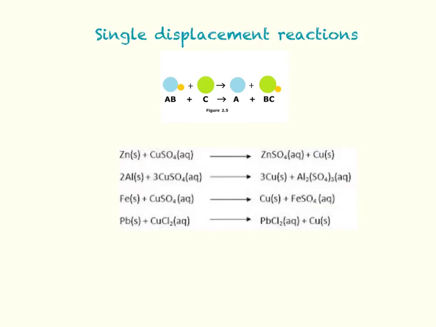So here are some more examples. I think we did the zinc one before, but zinc and copper sulfate. Zinc displaces the copper, and you end up with copper by itself and zinc sulfate. Got aluminium and copper sulfate. The aluminium displaces the copper, so I end up with copper by itself and aluminium sulfate. Iron and copper sulfate. Iron displaces the copper, so we end up with copper by itself and iron sulfate. And the last one, lead and copper chloride. Lead displaces copper, you end up with copper by itself and lead chloride.